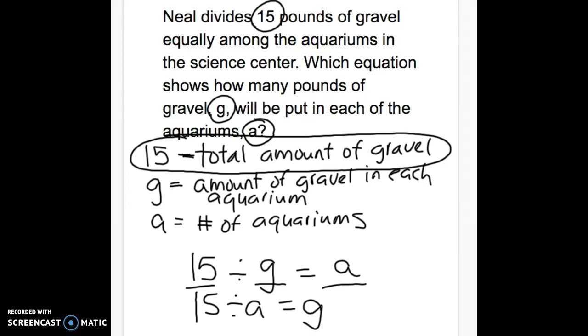And since we're talking about division, I know the opposite of division is multiplication. So they could also write it as A, the amount of aquariums I have, times G, the amount of gravel I put in each aquarium, equals 15, or G times A equals 15. The most important part in this, parents, is to make sure that the students have the highest number in the correct spot.